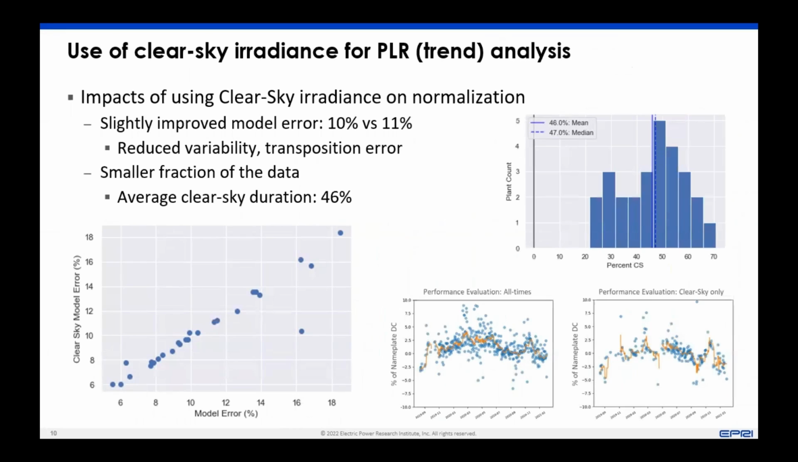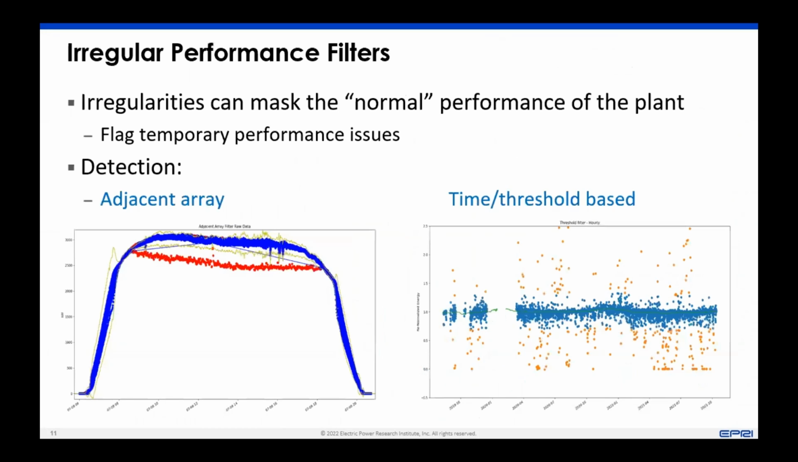If you look at it here, in some plants the clear sky duration is only like 25%. So you will lose a lot of data for that plant. That will be a concern. But anyway, all the data presented for the performance loss rate was based on the clear sky irradiance.